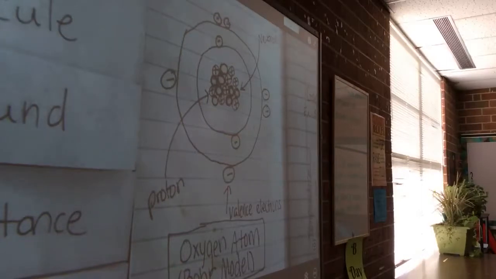Here's where the valence electrons come in. That last vocabulary word we did. The valence electrons are simply the electrons in the outermost region of the electron cloud or the outermost shell. So in this model, I have 6 valence electrons.